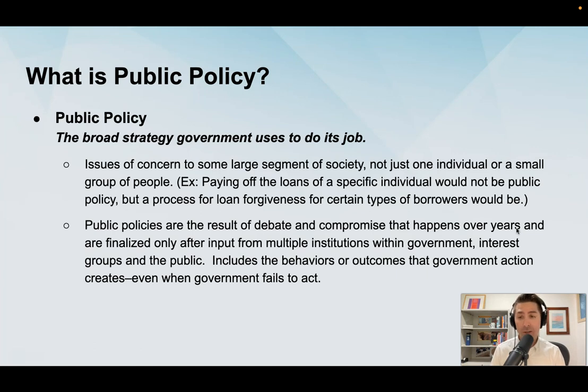So that's a very long-winded way of saying public policy is the broad strategy. You're saying there's a lot of people involved. It's that strategy that the government is using to do its job.